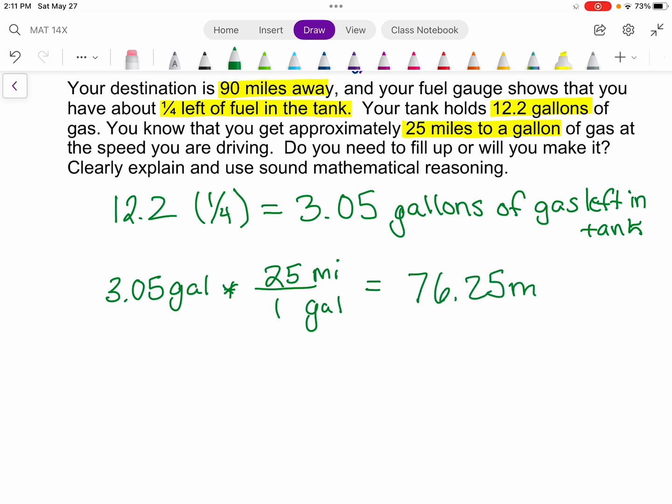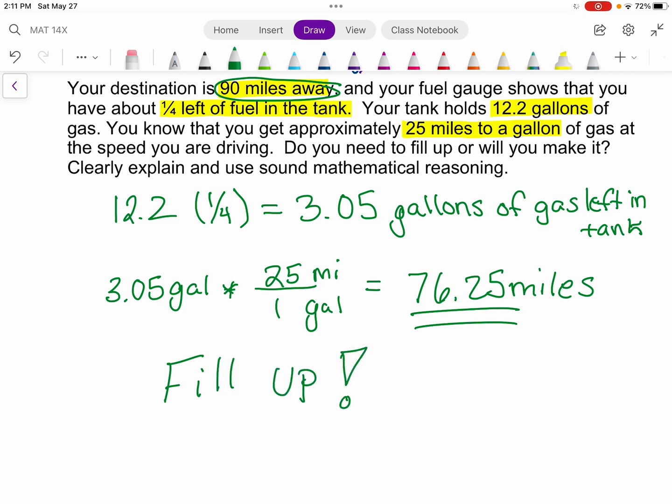Now, some people might want to argue that gas gauges underestimate and you can probably make it a little further. But if I have to go 90 miles and 76 is what I'm coming up with, that's a significant amount less than the 90 miles. I'm not going to risk it, because I don't really want to run the extra 14 miles to go get gas and back. So I would say fill up. When in doubt, always fill up.